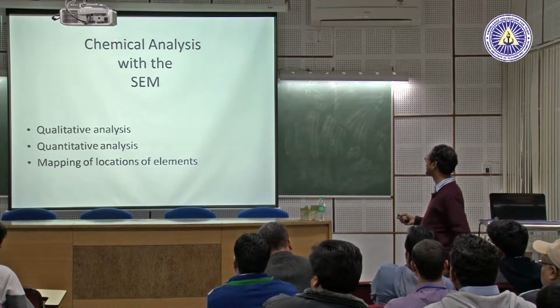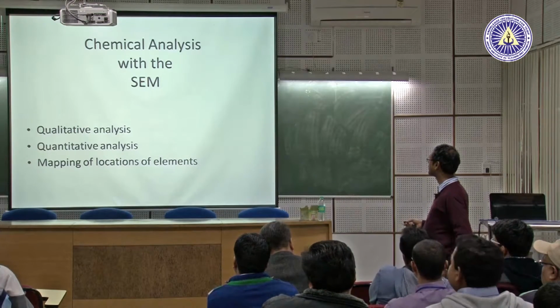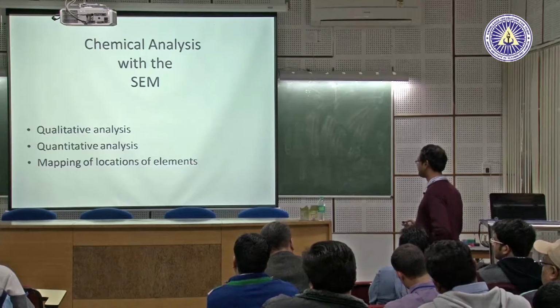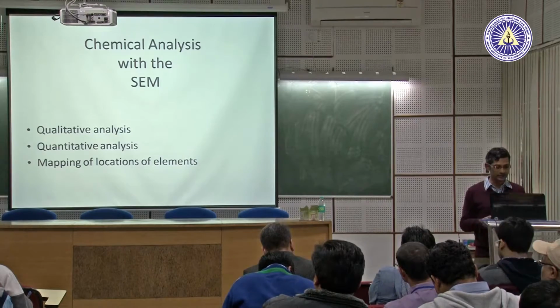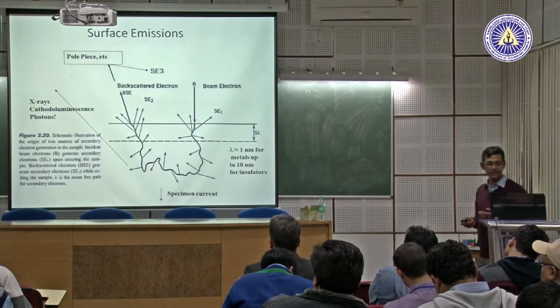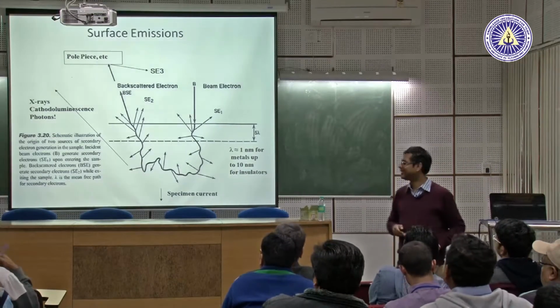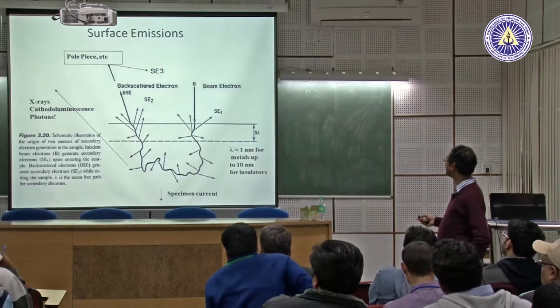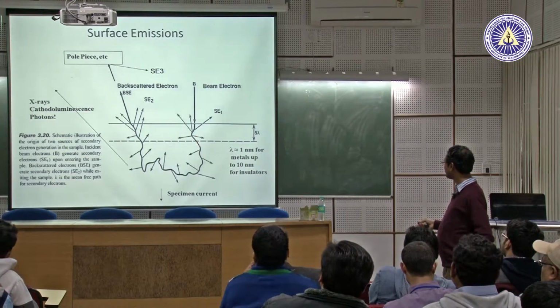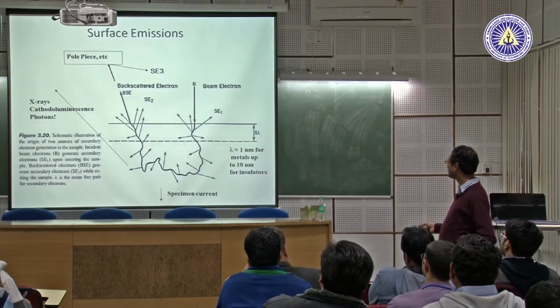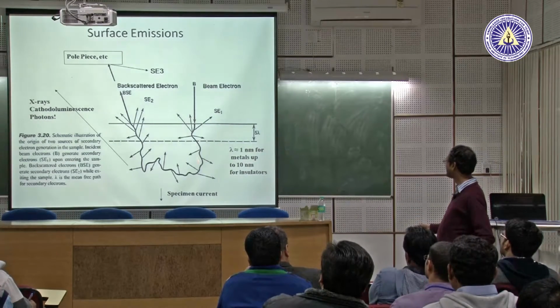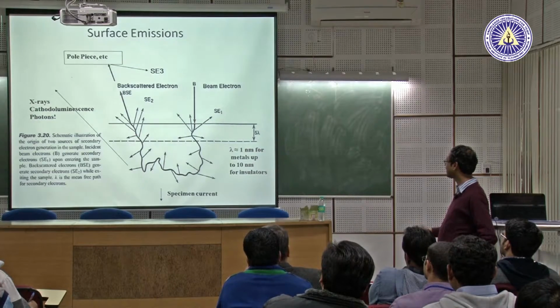Now let me come to the important topic of chemical analysis with SEM. You can do qualitative, quantitative, and also mapping. All three things are possible. So what actually does it do? This is the actual electron path. If you have a bombarded electron, it will take a path like this, and a backscattered electron goes out. It's not exactly from the point of impact. And these are the secondary electrons generated. And you can also have X-rays and cathodoluminescence.